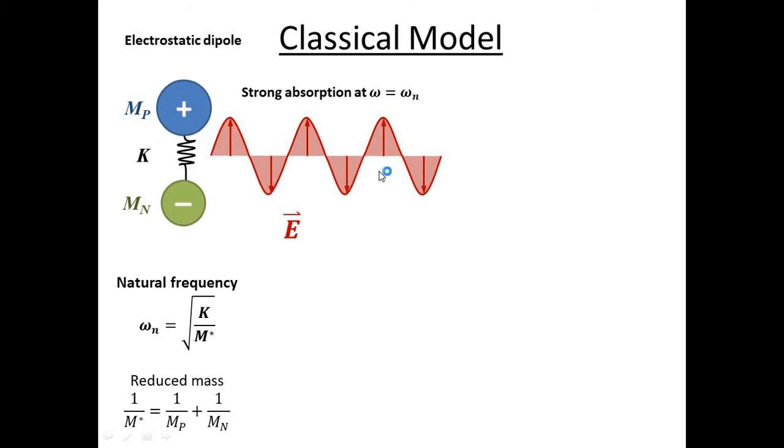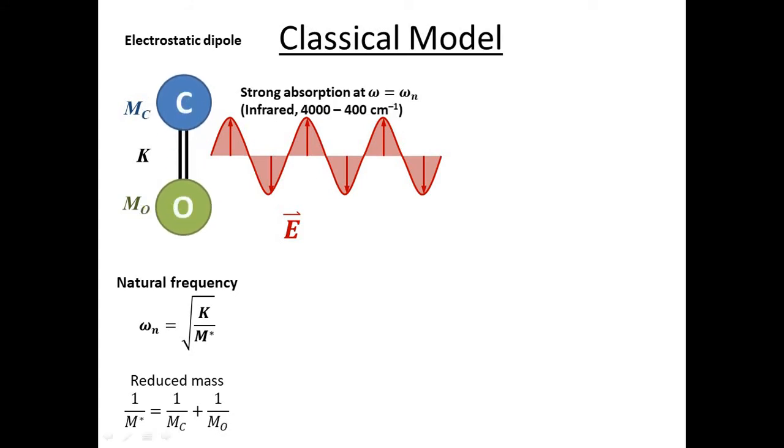What is another name for an oscillation in the electromagnetic field? An oscillation in the electromagnetic field is a photon. It is light. In other words, if you hit this dipole with the right wavelength of light, you will get it to oscillate, and this dipole will absorb that light. It just so happens that if you have atoms for masses, suppose, for instance, that the positive charge is a carbon atom and the negative charge is an oxygen atom, and they're bonded by covalent bonds, the resonant frequency of this group is in the infrared range, around 4,000 to 400 wave number.